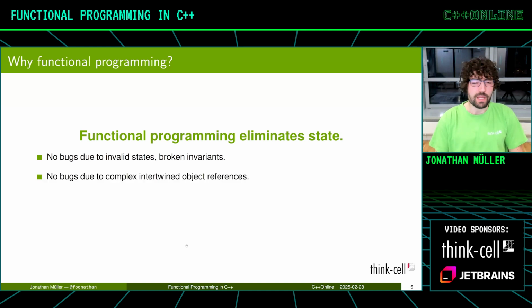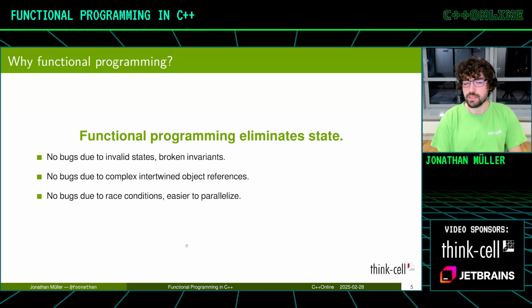Or what if you're having a complex class hierarchy with a bunch of shared pointers that point to other shared pointers, and then you've got the weird object graph, and then you try to remove this element, and then everything falls apart because you've got too many references to it and stuff like that. If you don't have any of the sort of intertwined object references because you don't have state, you don't have any bugs there either. And because you don't have any state, you don't have any race conditions because nothing modifies any shared state, which makes it really trivial to parallelize. Because if you don't share anything, you can just execute stuff in parallel.